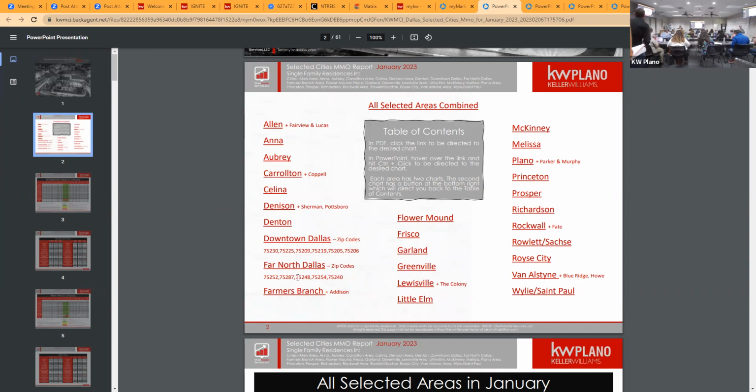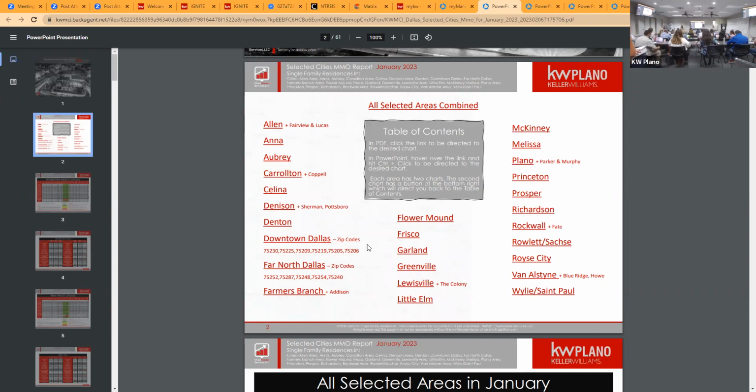Now, far north Dallas is these zip codes, and downtown Dallas, this is new. Obviously some of these zip codes are not like downtown. This is changing. Downtown Dallas will get better, I promise. This is new for January. So if you go back and look at December, November, October, downtown Dallas is not there. It will be going forward. And so you can see what zip codes are included in that. Any questions so far?